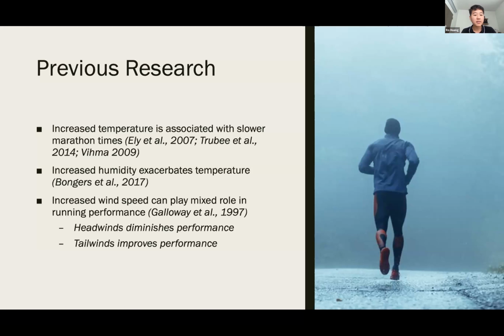We also see that things like humidity and wind speed play off of air temperature and often exacerbate any effects that it has. So for example, increased humidity during hot weather makes any effects of the hot weather even worse. Similarly, wind speed has a mixed effect on running, where headwinds can diminish performance, while tailwinds can improve performance. So this was the context that I was going into, and I found that there were a lot of gaps in regards to both short distance running performance and how they interacted together.